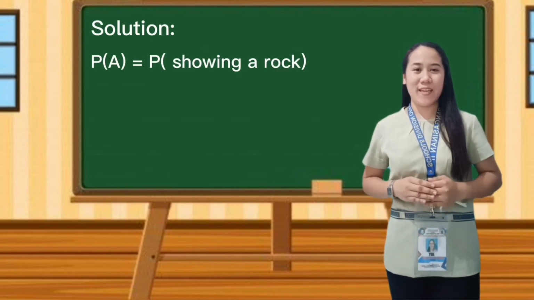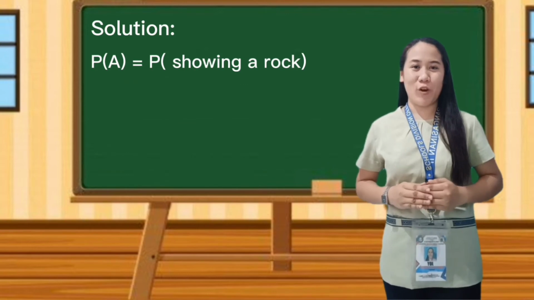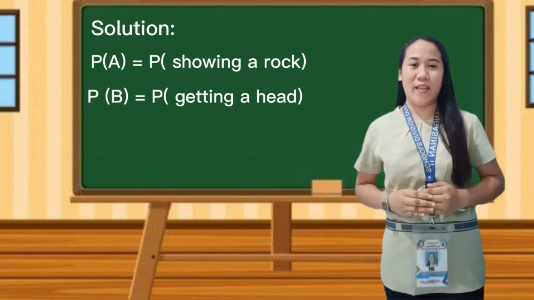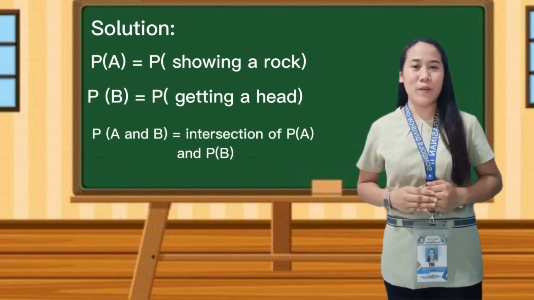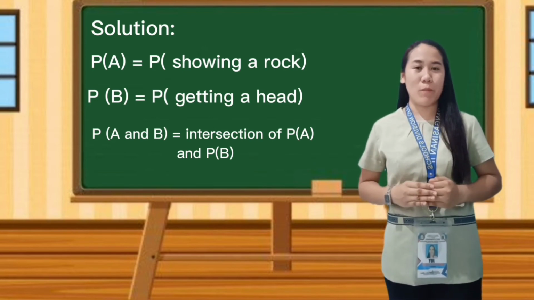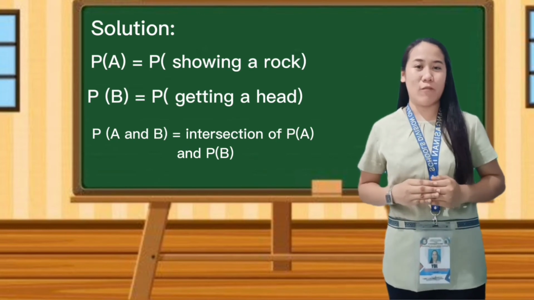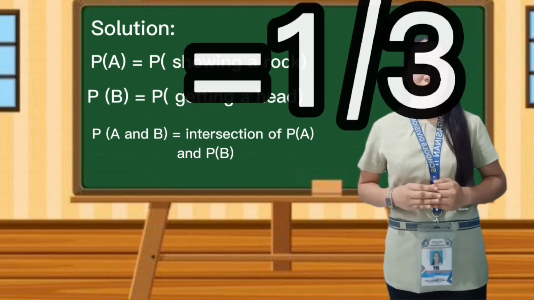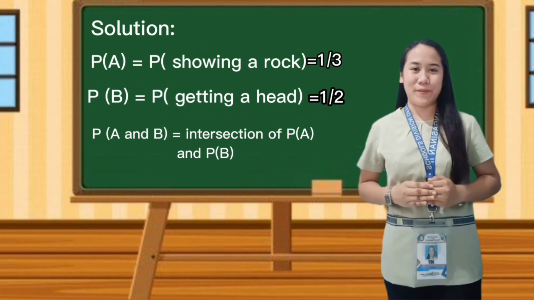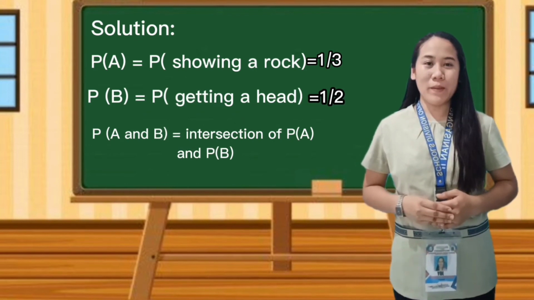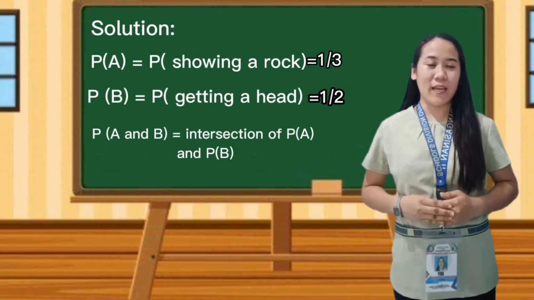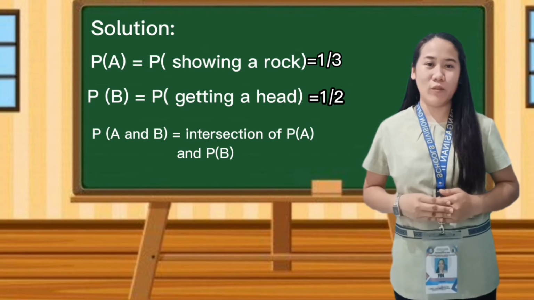The probability of A is equal to showing rock in the game Bato Bato Pick, and then the probability of B is equal to getting a head in tossing a coin. And the probability of A intersection B is the intersection of probability of A and the probability of B. So the probability of A, which is the probability of showing a rock, is equal to 1/3, and the probability of B, which is getting a head, is equal to 1/2. While the probability of A intersection B, showing a rock and getting a head at the same time, is equal to 0.